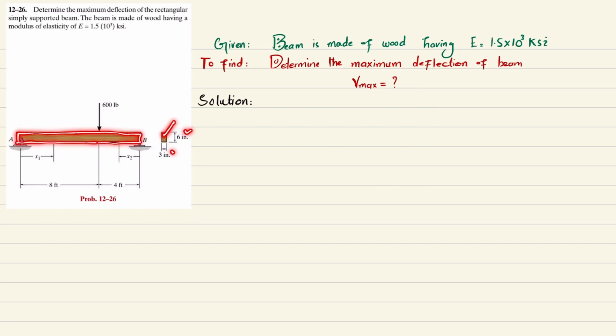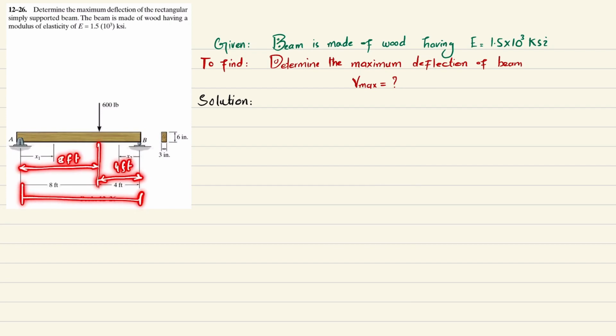Height is 6 inch while width is 3 inch. And there is a point load of 600 pound at this distance from this point B, which is 4 feet, while the other distance is 8 feet. The total length of this beam is 12 feet. So due to this loading, this beam will bend like this. Clear? So we will find the maximum deflection.